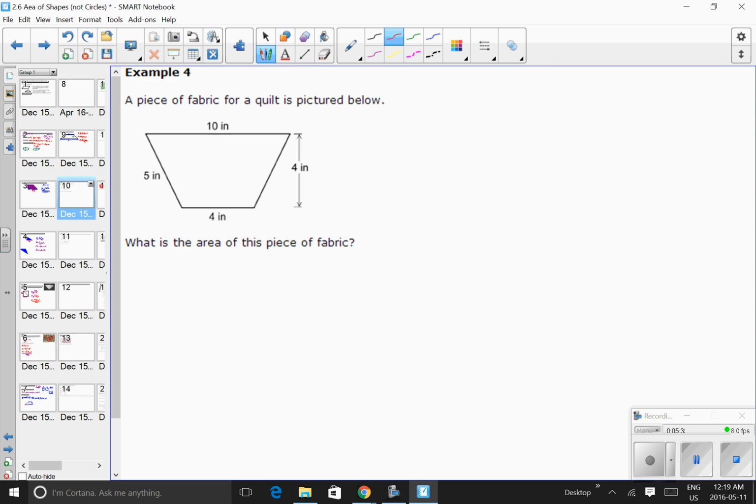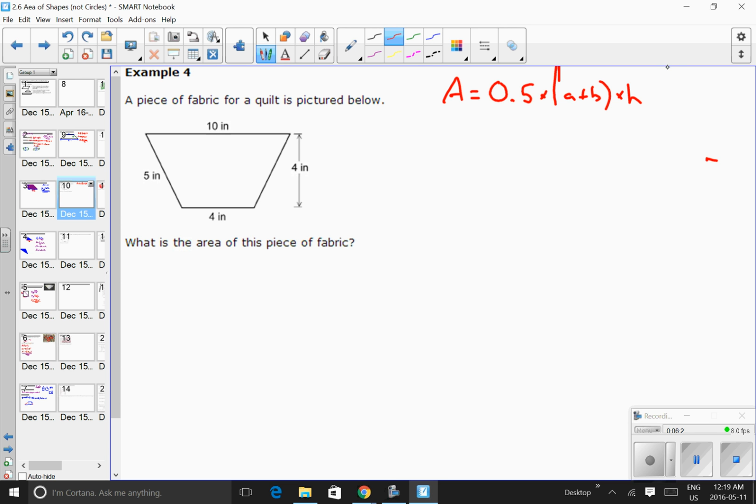Okay, example number 4. A piece of fabric for a quilt is pictured below. What is the area of this piece of fabric here? First thing we have to do is label it. Actually, that's the second thing we're going to do. First thing I want to do is write down my formula, so I don't have to jump back and forth between slides. I'm going to use the decimal one because I know lots of you like decimals. So half times (A plus B), close bracket, times height.